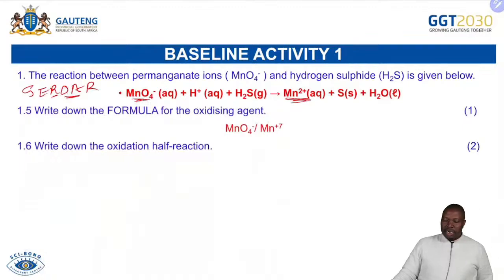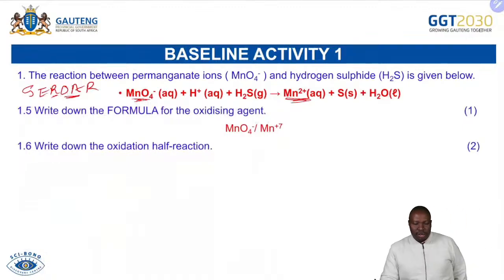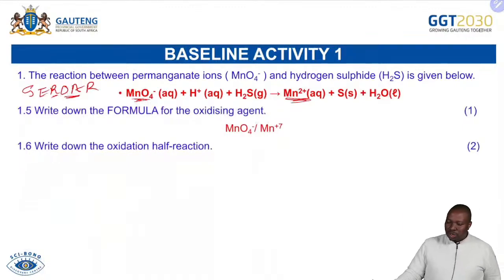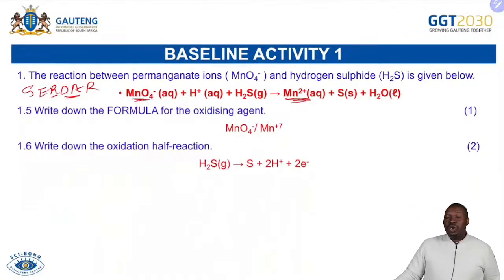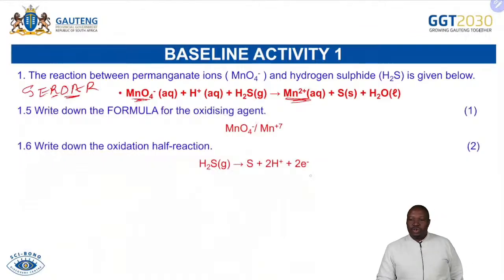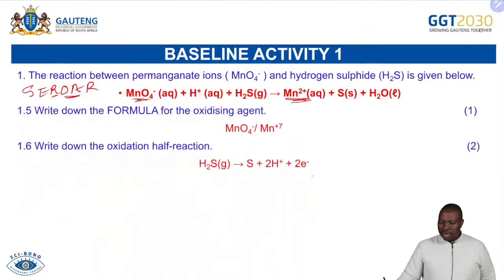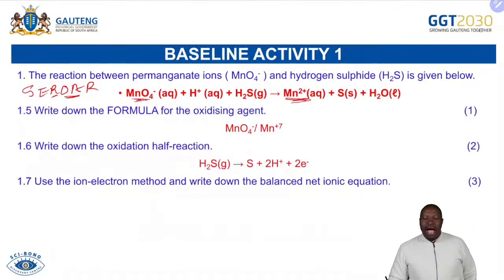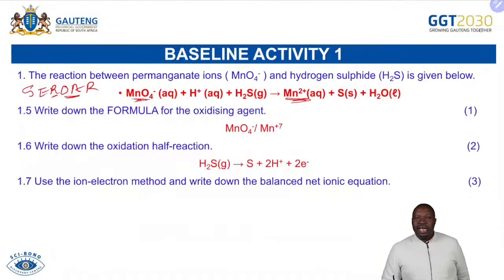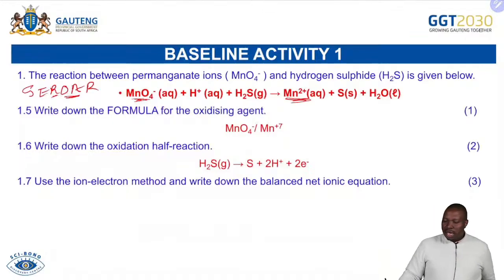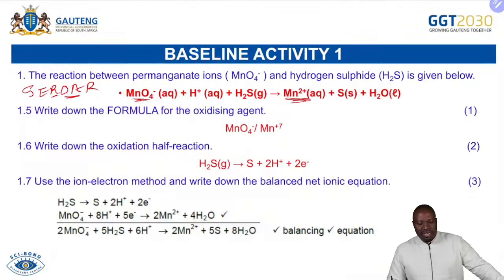And then 1.6, write down the oxidation half reaction, which is loss of electrons. You indicated your H2S there, so your H2S will lose electrons in that way, which gives you sulfur plus 2 hydrogens plus 2 electrons. And then they use the ion-electron method and write down the balanced net ionic equation. This is what you are expecting even as you deal with your net reaction, even here in grade 12.